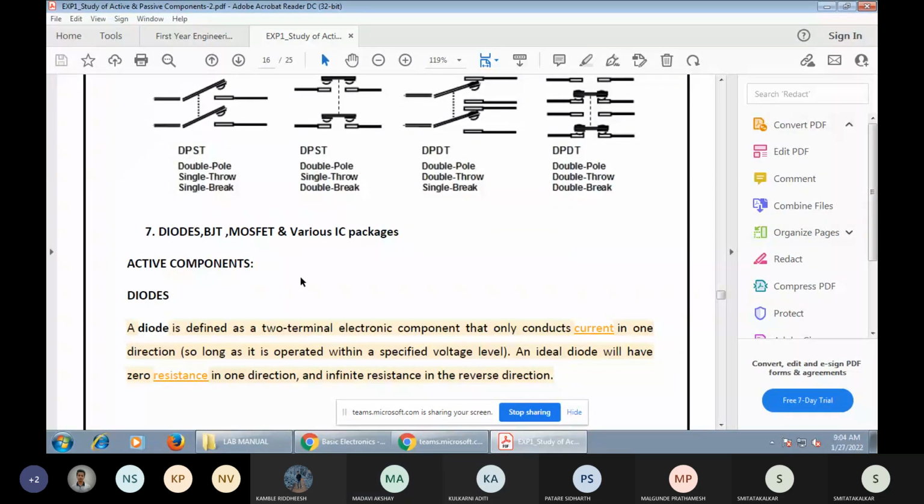This is a theoretical experiment, but it is most important that you see the component symbols and their structure. That's why in experiment number 2, you learn how to find the resistor, and in the capacitor, how to find the capacitor and its calculation. You can see that in the next experiment. In this experiment, we only identify the components, active components as well as passive components.